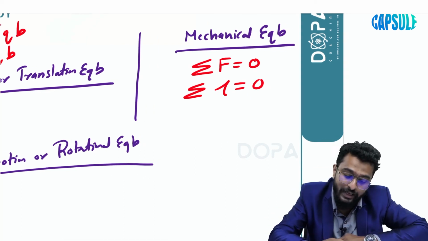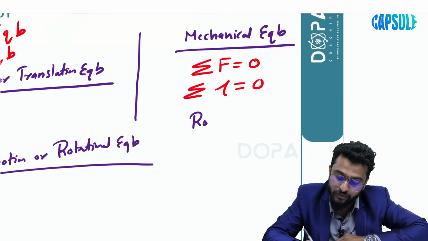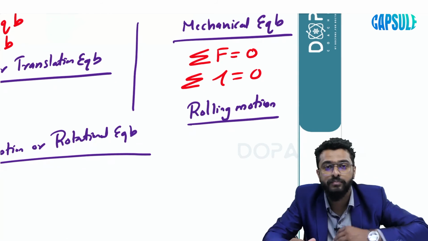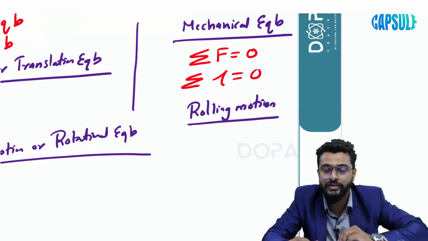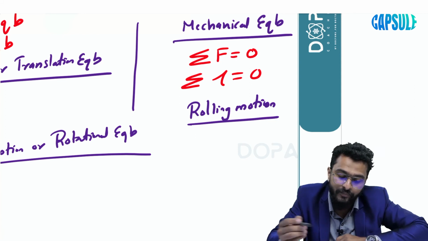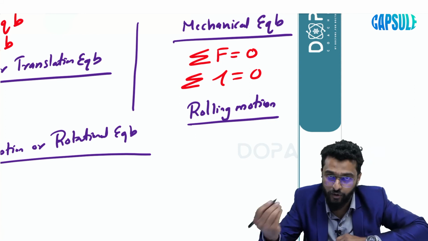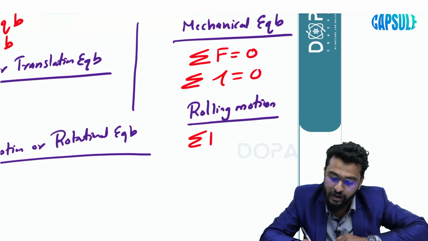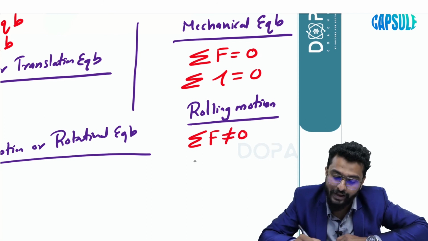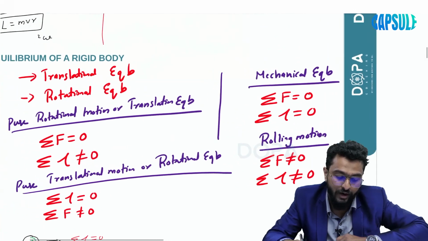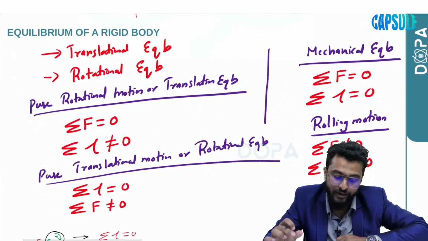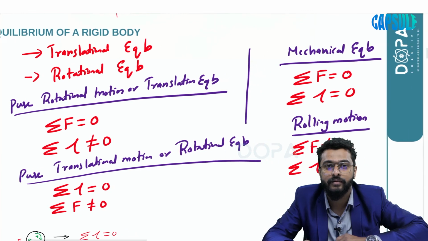Then the fourth case is rolling motion. All of you know what rolling motion is: a body which performs both linear and rotational motion is called rolling motion. In this case, for rolling motion, the net force is not equal to 0 and the net torque is also not equal to 0. So these are the four conditions for the equilibrium of a rigid body section.